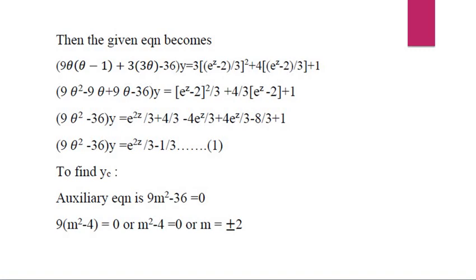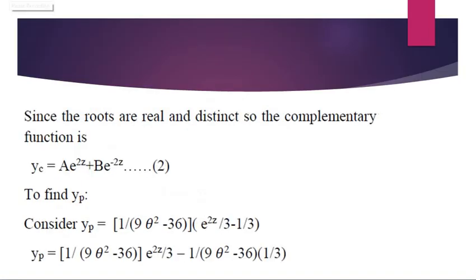In order to solve equation 1, first we need to find the complementary function. For that we form the auxiliary equation, which is nothing but 9m square minus 36 equal to 0. By taking 9 common, 9 into (m square minus 4) is equal to 0, since 9 is not equal to 0. Therefore m square minus 4 is equal to 0, or m equal to plus or minus 2. Since the roots are real and distinct, the corresponding complementary function is yc is equal to a e power 2z plus b e power minus 2z. We'll take this as equation 2.